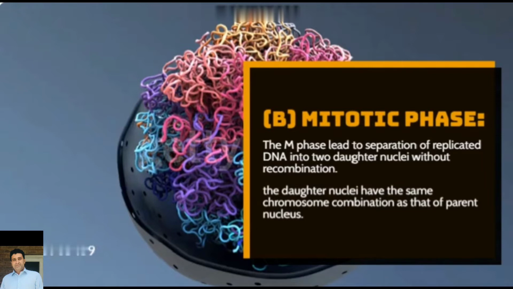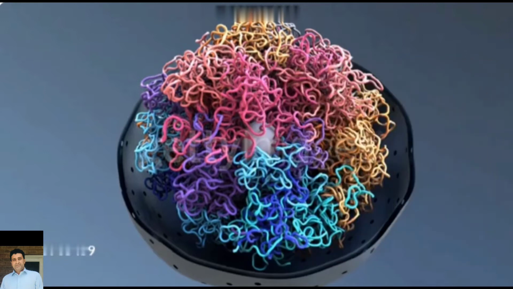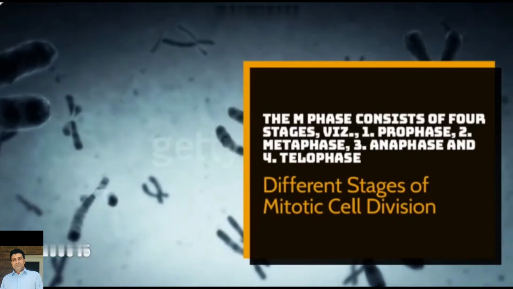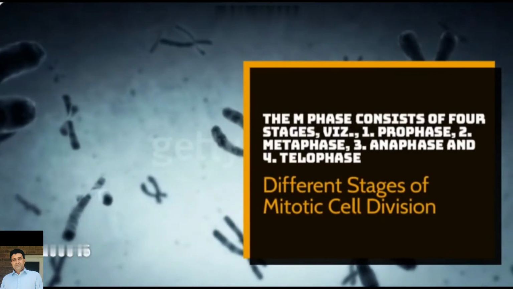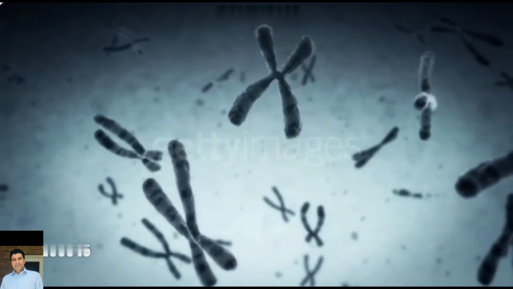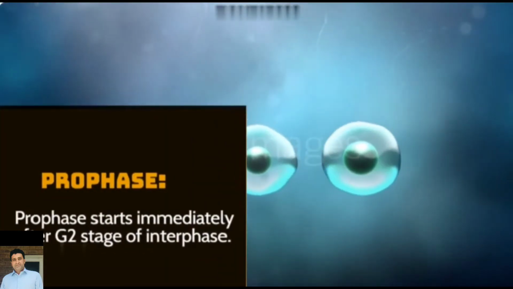Mitotic phases. The M phase leads to separation of replicated DNA into daughter cell nuclei without recombination. The daughter nuclei have the same chromosome combination as the parent. The M phase consists of four stages, that is prophase, metaphase, anaphase and telophase, which you can remember as PMAT. These are the different stages of mitotic cell division. Remember that you can remember these stages this way.